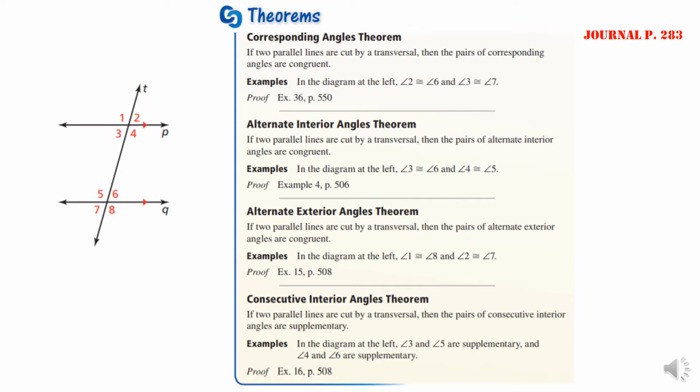Here's where things change. Okay, so we know that corresponding angles are congruent, alternate interior angles are congruent, alternate exterior angles are congruent. So what do we know about the consecutive interior angle theorem? If two parallel lines are cut by a transversal, then the pairs of consecutive interior angles are supplementary. So angle 4 plus angle 6 equals 180 degrees, and angle 3 plus angle 5 equals 180 degrees. Okay, so that's what we know about consecutive interior angles.